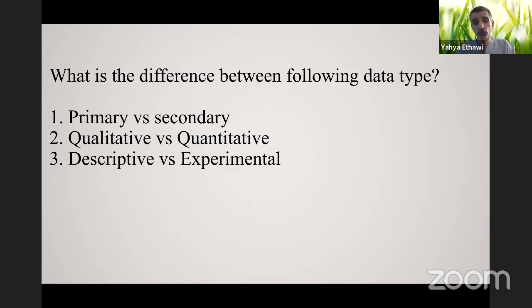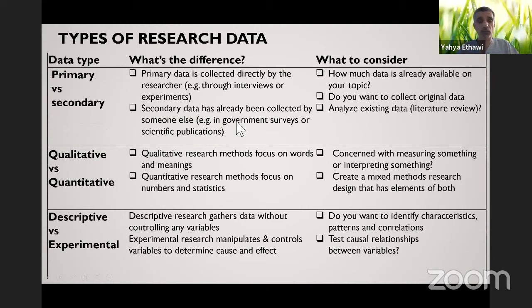So let's explore what is primary and secondary data. Primary data is the data collected by you. You do interview, you do experiment, you do observation. It's the data collected by you. While secondary data is the data that is not collected by you. It's collected by a government or an organization or previous publications. So you go and use it.